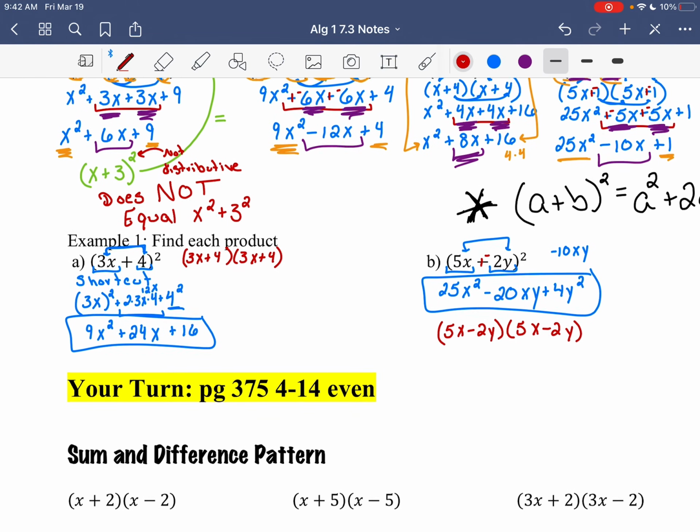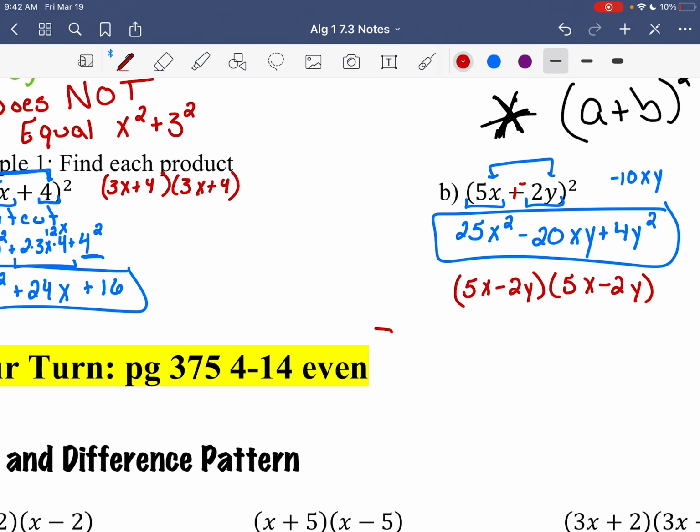Okay. All right, so now I want you to do some practice. Page 375, 4 through 14, even. Good luck.